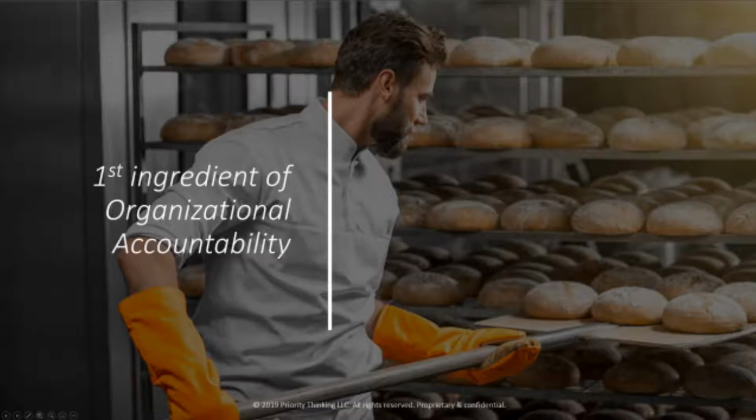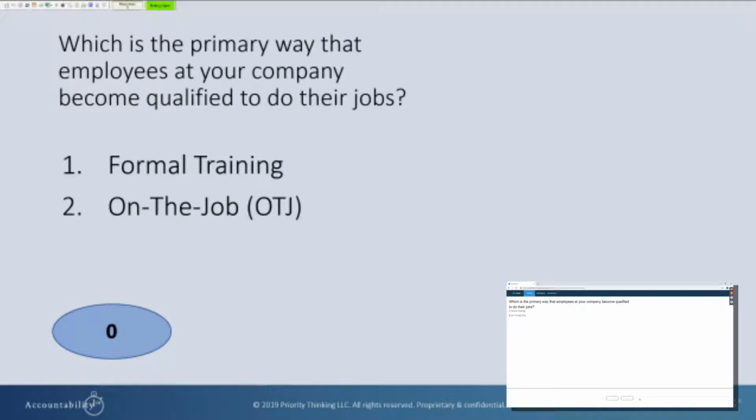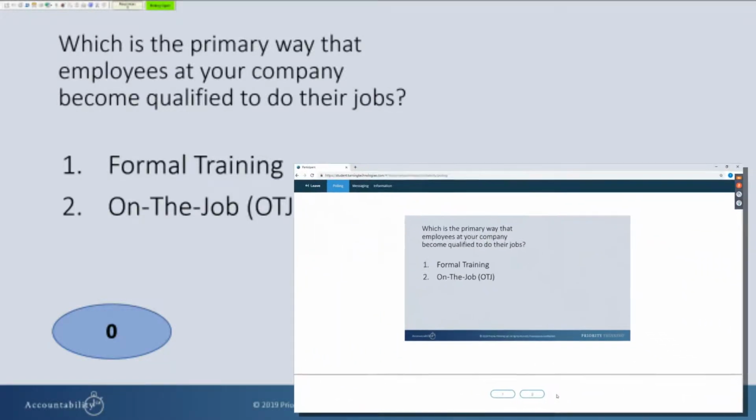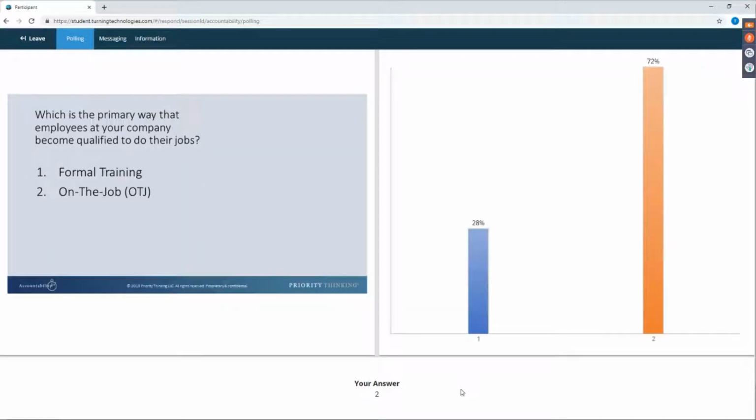So the first ingredient, qualified to act. What do we mean by that? All right, let's ask a couple questions first. Which is the primary way that employees at your company become qualified to do their jobs? Now, the primary way means what you generally see occurring. 1, formal training. 2, on-the-job training. Go ahead and choose 1 or 2. Okay, closing the polling.